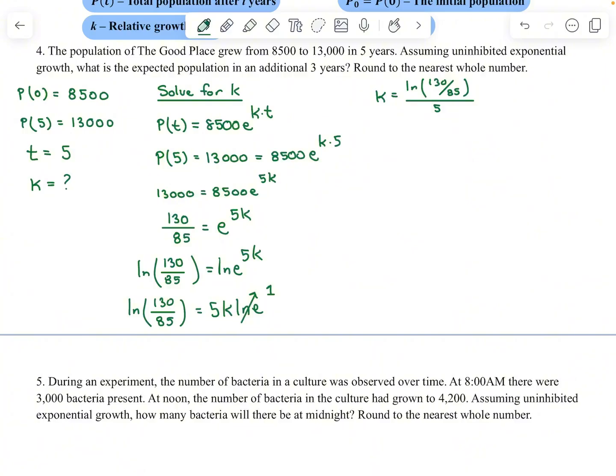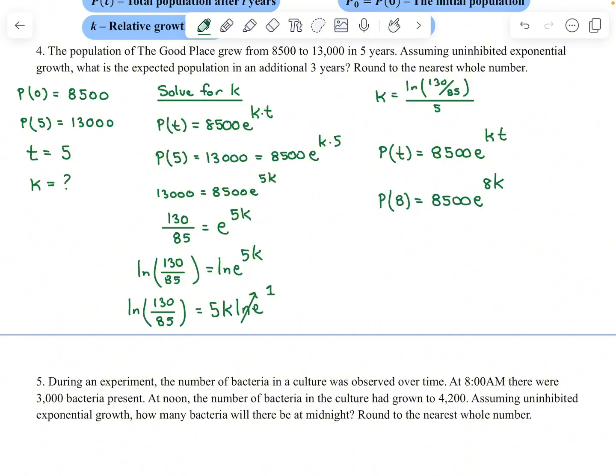So now that we have the value of k, we can go ahead and solve the problem. So we have P of t is equal to 8,500 e to the kt power. We want to know the population in an additional 3 years. So an additional 3 years from 5 years will be 8. So P of 8 is equal to 8,500 e to the 8k power.